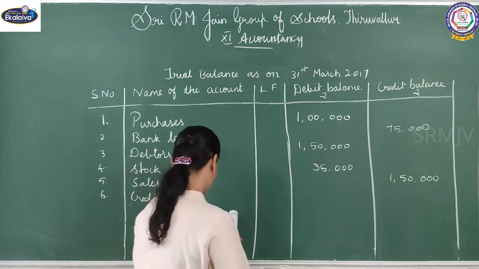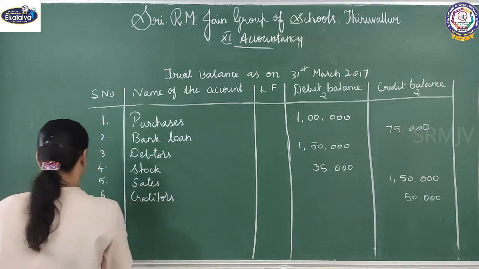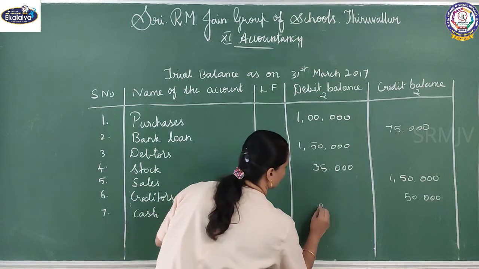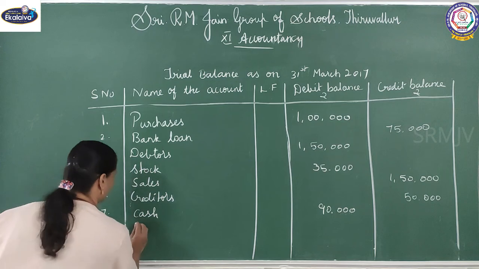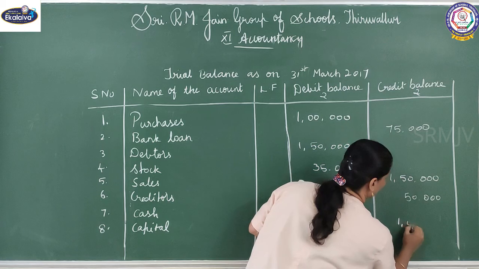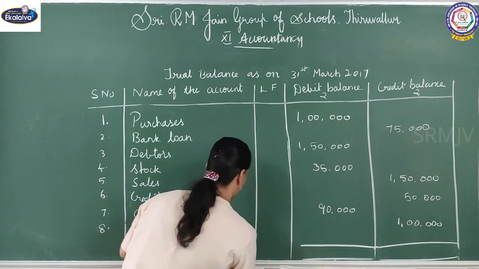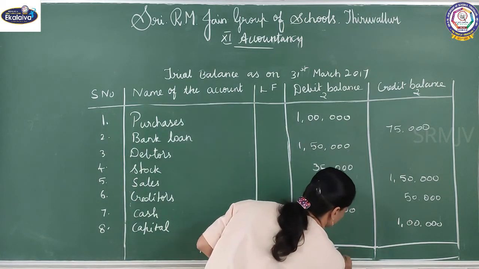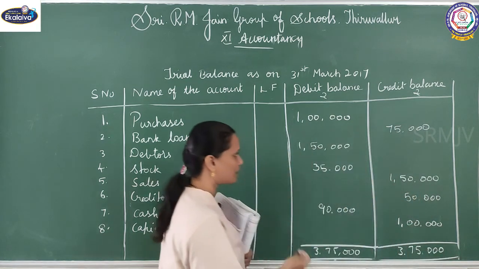Creditors, so you have to credit this 50,000. Cash is an asset, so you have to debit that. And then capital 1 lakh. So if you are adding both the sides, you will be getting 3,75,000. 3,75,000. Copy this, children.